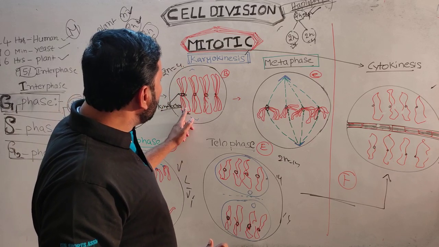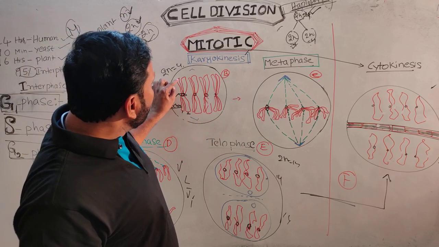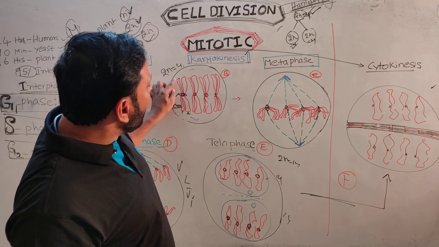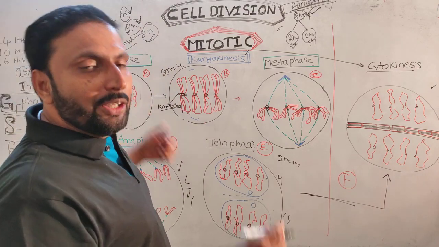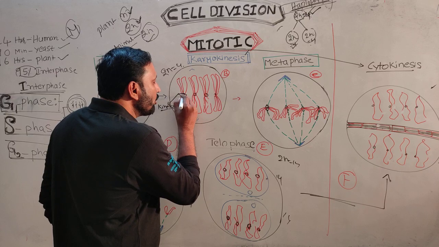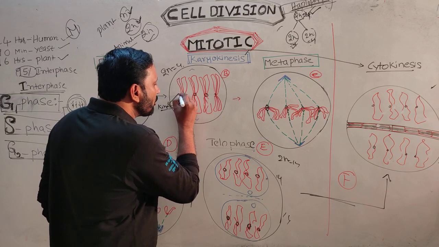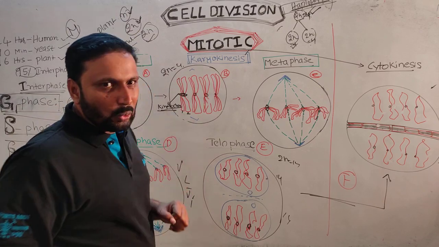You observe here 2n equal to 4 chromosomes: 1, 2, 3, 4. But in each chromosome, how many chromatids are there? 1, 2. These two chromatids are formed in the S subphase. You know that one very clearly. These two chromatids are attached to the centromere. On either side of the centromere, a proteinaceous structure is present that is called kinetochore.